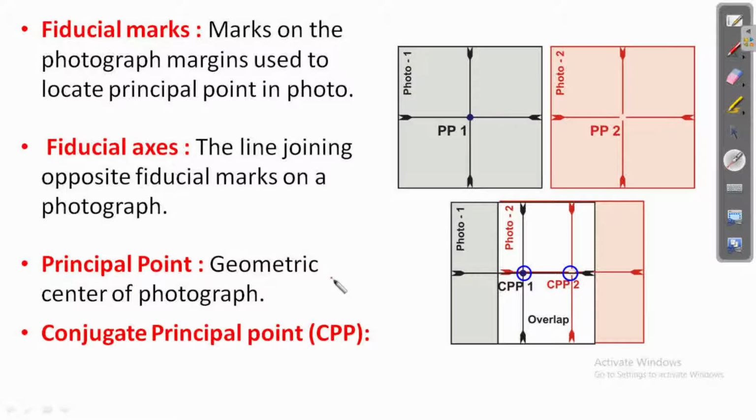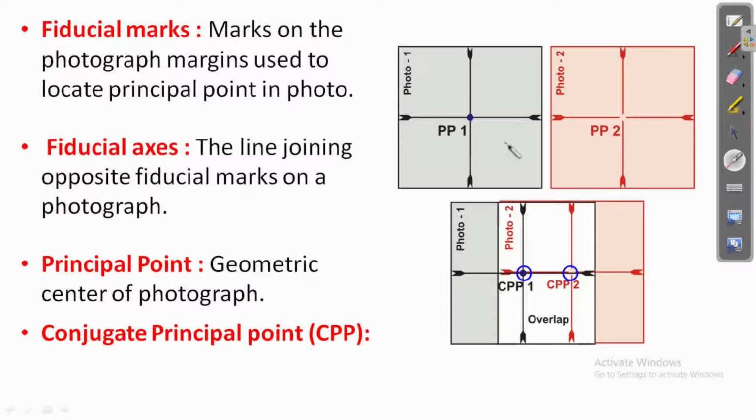Next, conjugate principal point. It's called CPP and principal point is called PP. If this is photograph number 1, the principal point of photograph number 1 is called PP1, and this is photograph number 2. The principal point of photograph number 2 is called PP2. Next important term is the conjugate principal point.